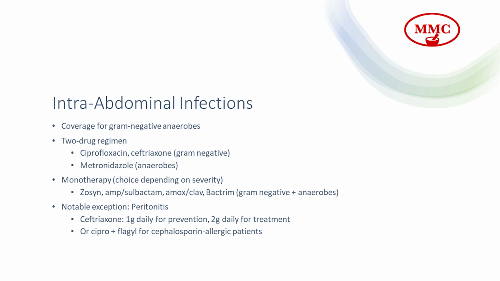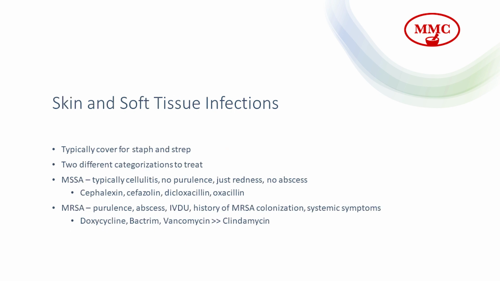So notable exceptions to these rules: peritonitis. This is commonly seen more so in patients with liver issues, collecting a lot of fluid, like with ascites. So for prevention of peritonitis, especially SBP, spontaneous bacterial peritonitis, 1 gram of ceftriaxone once a day is for prevention, 2 grams of ceftriaxone once a day is for treatment, or you could use Cipro plus Flagyl if the patient has a severe cephalosporin allergy. But I would almost lean entirely on ceftriaxone unless they have a proven allergy to ceftriaxone or something with a similar R1 side chain.